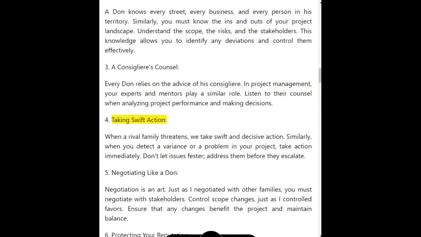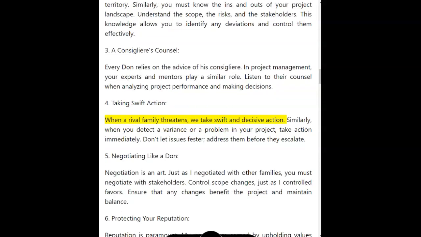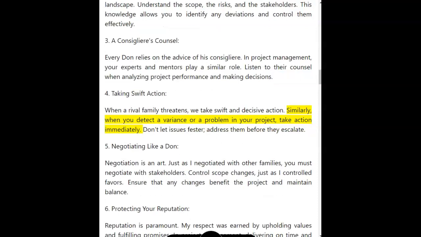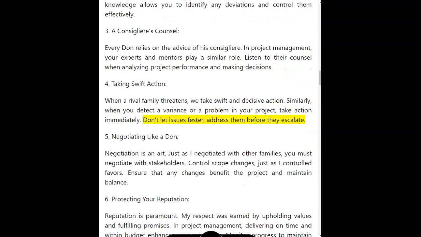4. Taking swift action. When a rival family threatens, we take swift and decisive action. Similarly, when you detect a variance or a problem in your project, take action immediately. Don't let issues fester, address them before they escalate.